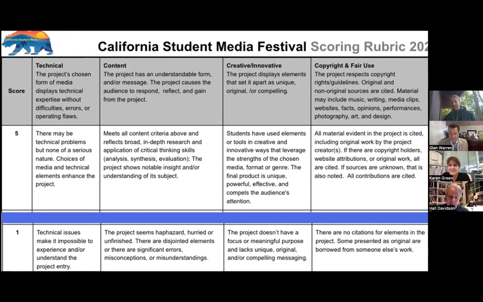And a 5 would be all the material is cited. Now, again, you don't have to be totally crazy about this, because if they've cited a lot of stuff, that means they've learned about the importance of citations, and we're happy.